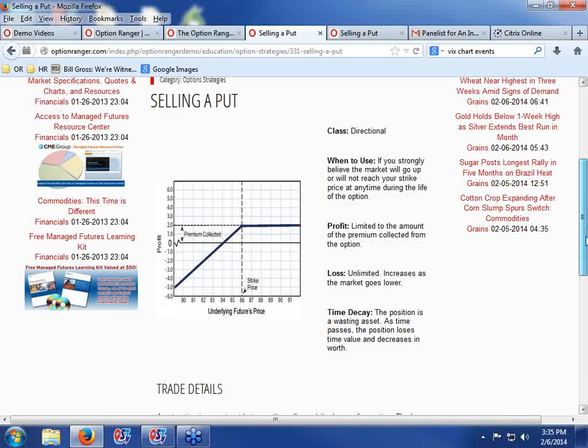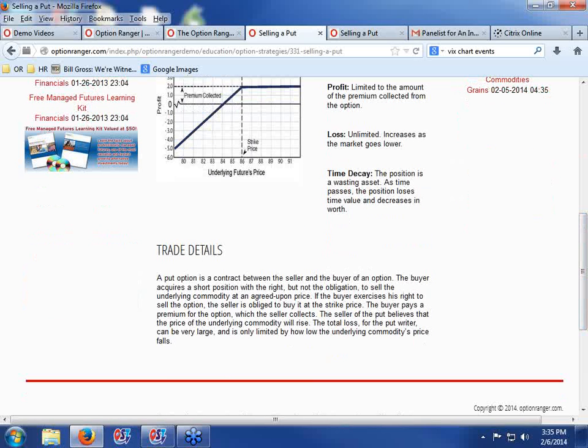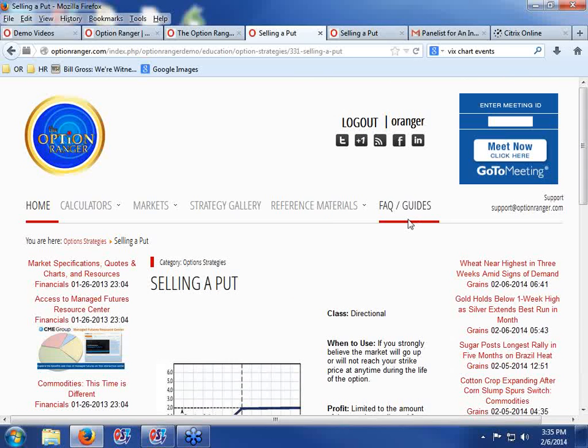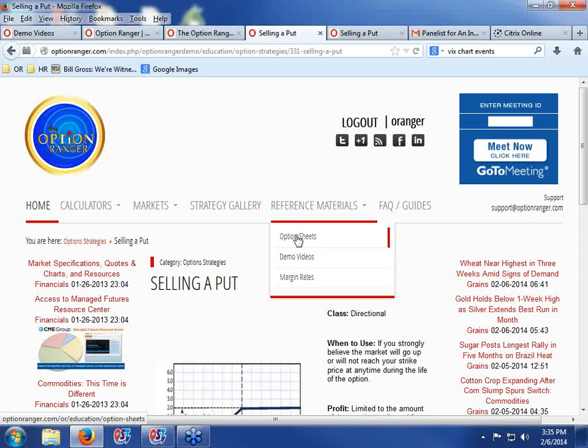When we look at these particular strategies, again, you have a narrative of the trade details, and for those of you that are still getting familiar with the terminology, please be reminded that we have reference materials, so you can go to our option sheets where you're going to have a further discussion. You're going to be able to go to our demo videos where you can see some of the inputs on some of these trades and a further and more detailed explanation.